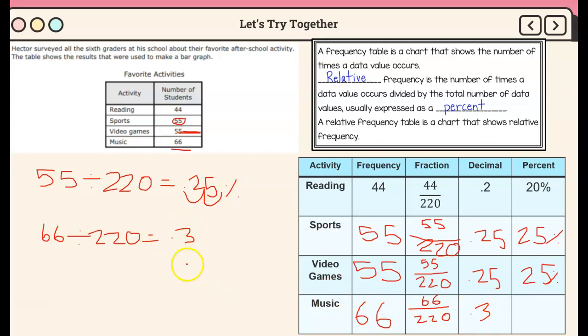How do I turn that into a percent? Let's move our decimal 2 places to the right. 1, 2. Add your percent sign. What goes right here? We're missing a number. There's no number. What can I put right here? We can put a 0. Okay, when we're missing a number, we add a 0. So now it becomes 30%.